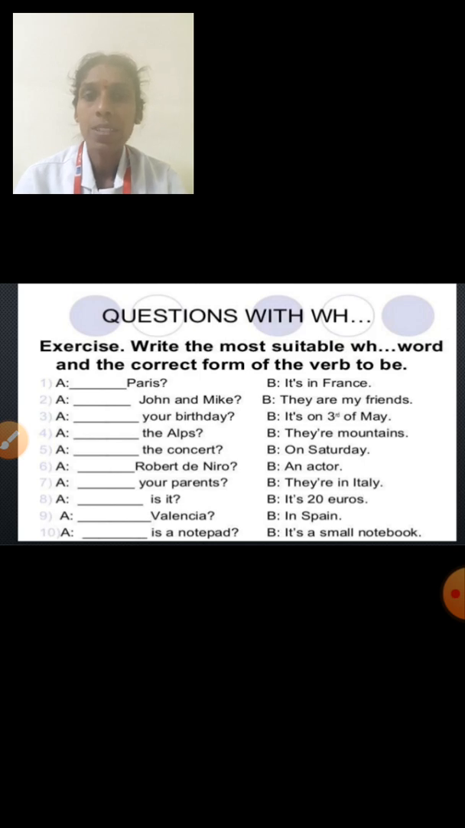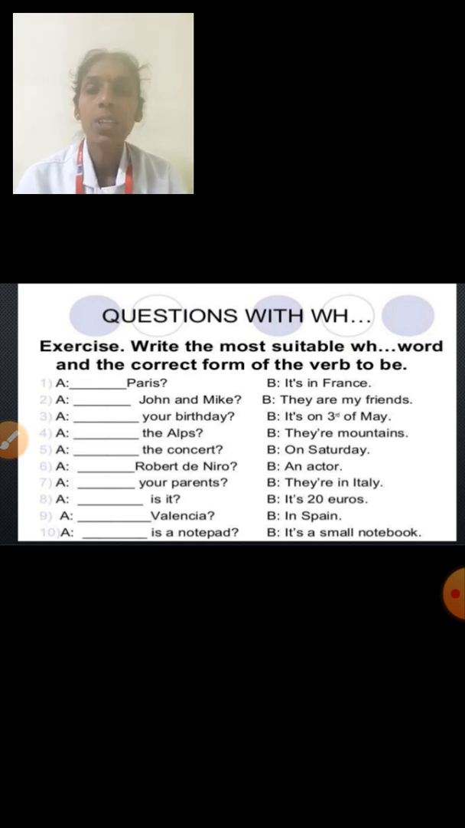What are the Alps? They are mountains. When is the concert? It is on Sunday. Who is Robert De Niro? He is an actor. Where are your parents? They are in Italy. What time is it? It is at 20 hours. How much is it? It is 20 hours.